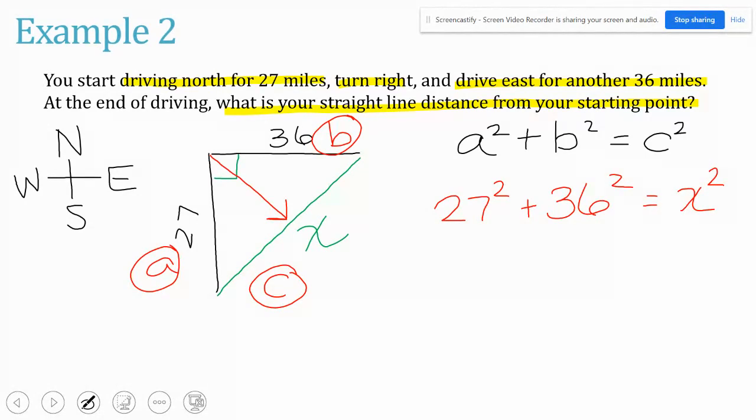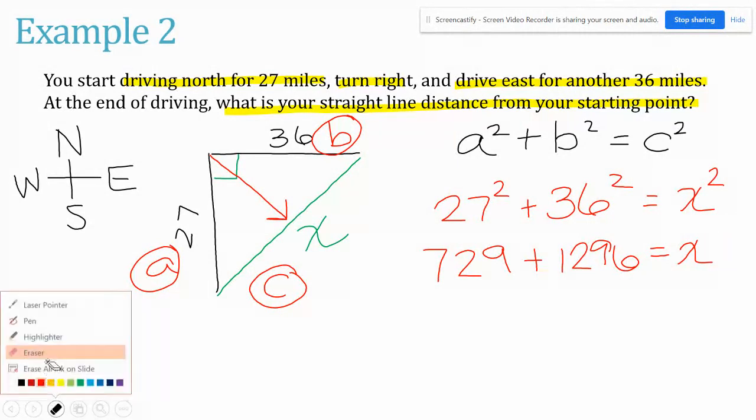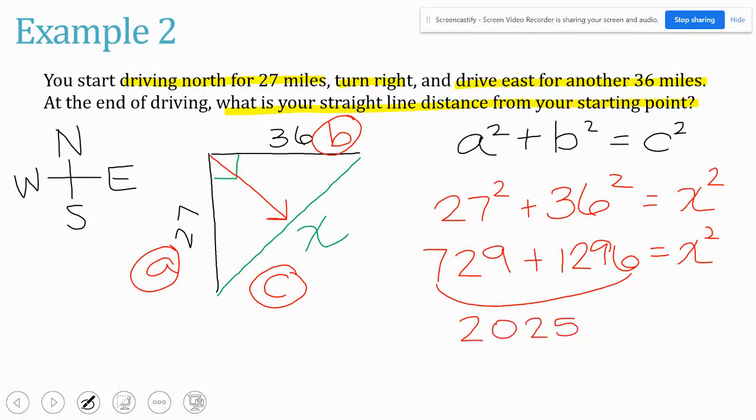It doesn't really matter. So now we're going to square 27. That gives us 729 plus 36 squared, which is 1,296, equals X squared. That's a 2. Let me just erase that. Just 2. Okay. We're going to combine these, and that gives us 2,025. And that's what X squared is equal to, or C squared if you use C.